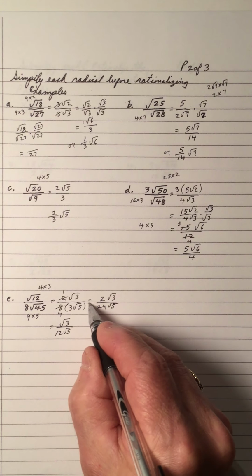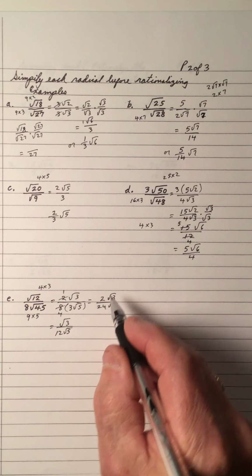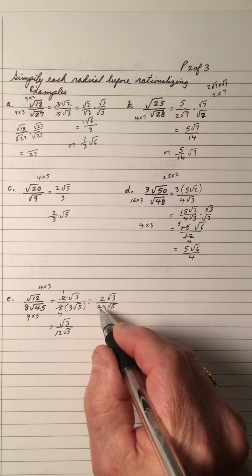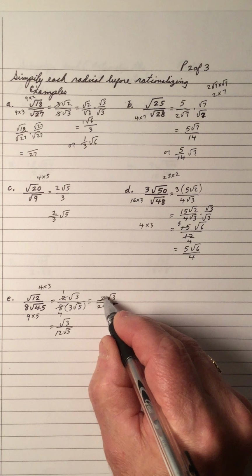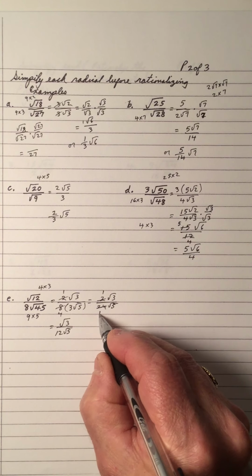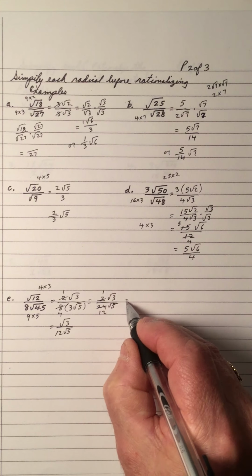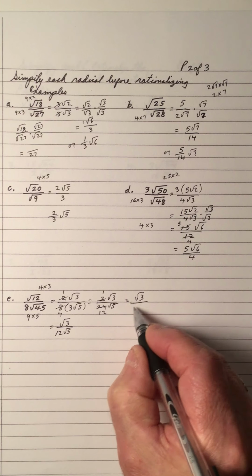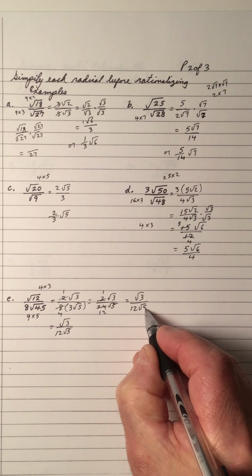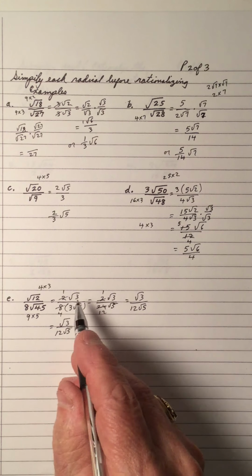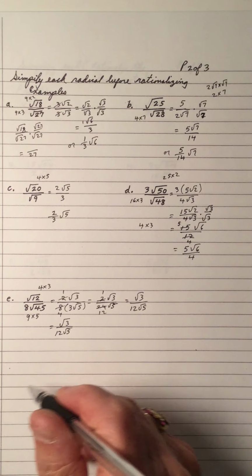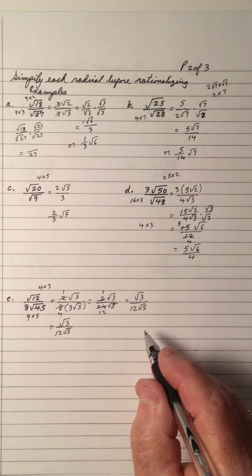Or you could do the multiplication like I did here and then reduce this. But reducing it makes it easier as you go. So if I reduce here, 2 and the 2 goes once, 2 and the 24 goes 12. So I get root 3 over 12 root 5. Either way, you can reduce it as you go. It makes it easier. If you wait till the end, your numbers are going to be bigger.